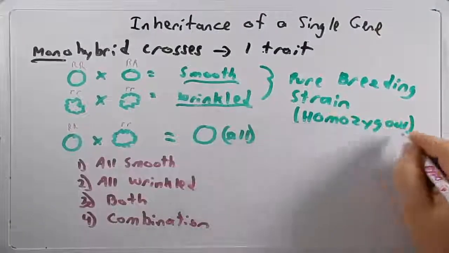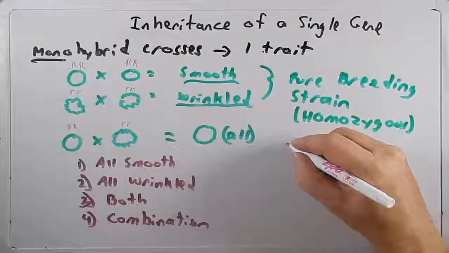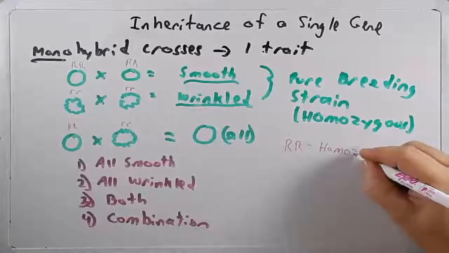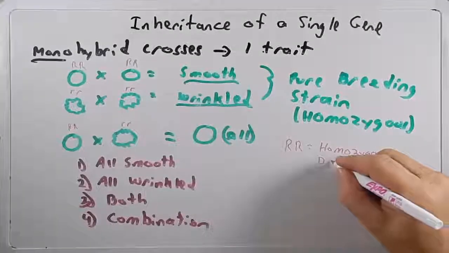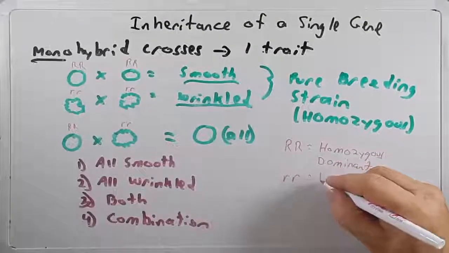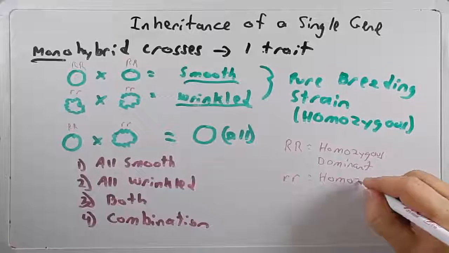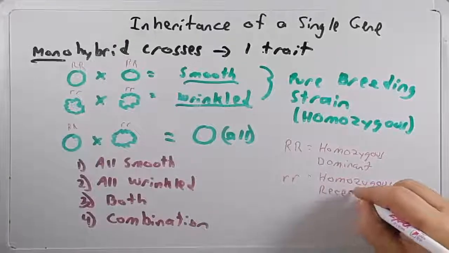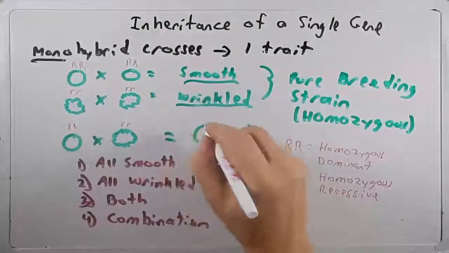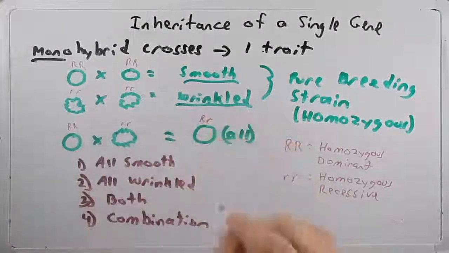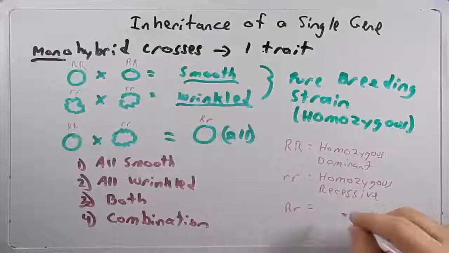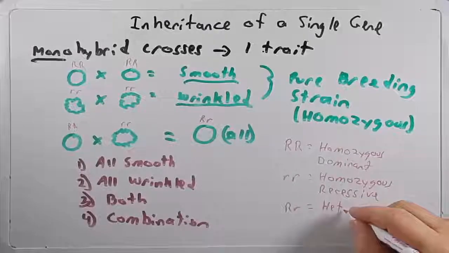And so let's talk about this term over here I said I would mention again. We know that when something is big R, big R, we call that homozygous dominant. Something that is little r, little r, we would call homozygous recessive. I'll talk about this in a moment, but we know that all of these progeny are big R, little r. And again, I'll explain that in a moment. Big R, little r, we call heterozygous.